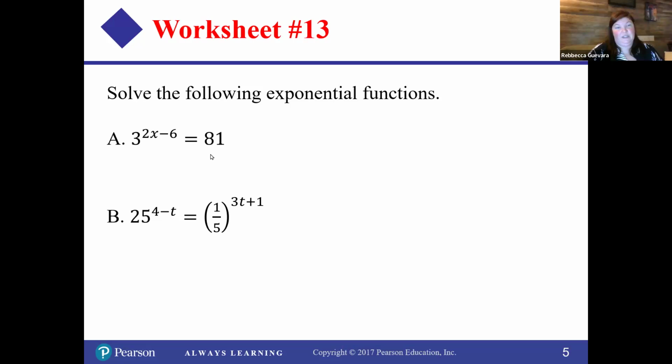So for 13, both of these, we have to rewrite them so we have the same base. So we see we have 3 here, so that means we have to change 81 as a base 3 exponent. Here we got 25, and we got 1/5. So we might have to convert one or both of them so we have the same base exponent. But take a minute and work on those, and then we will do them.